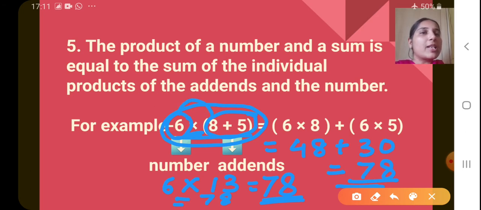Individual product means 6 is multiplied by 8 first, and then 6 is multiplied by 5, and then they are added. That we did here. So what did we get? We get the same answer on both the sides. Okay, children?